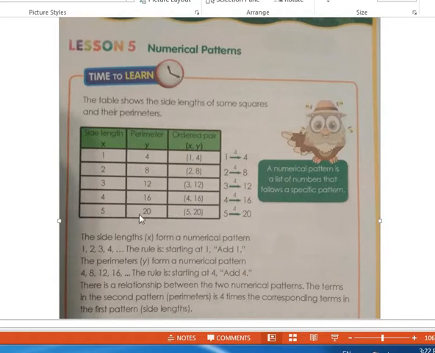When I say 1 to 4, 4 divided by 1 equals 4. 2 to 8, 8 divided by 2 equals 4. 3, 12, 12 divided by 3 equals 4. 4, 16, 16 divided by 4 equals 4. 5, 20, 20 divided by 5 equals 4. So here I followed a specific pattern.